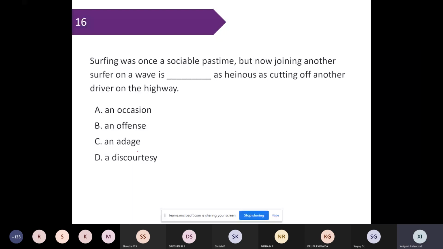Okay, I am having that as a guess word. So this is an example of contrasting type, because we have but as the keyword. This is a positive idea. Surfing was once a sociable pastime. They themselves have given that it happened in the past. But now joining another surfer on a wave is, but now in the sense the second phrase or the second idea should be negative. It should have a negative idea. So if you take the blank, it should be filled with a negative word. As one of the students has said, bad is the guess word.